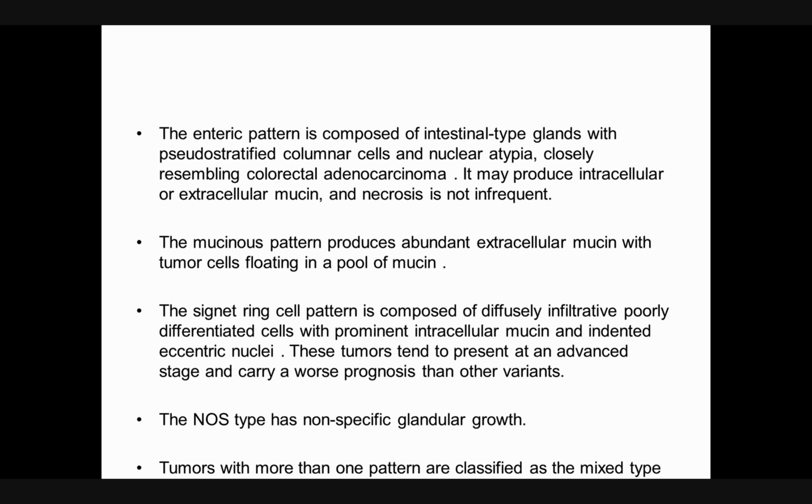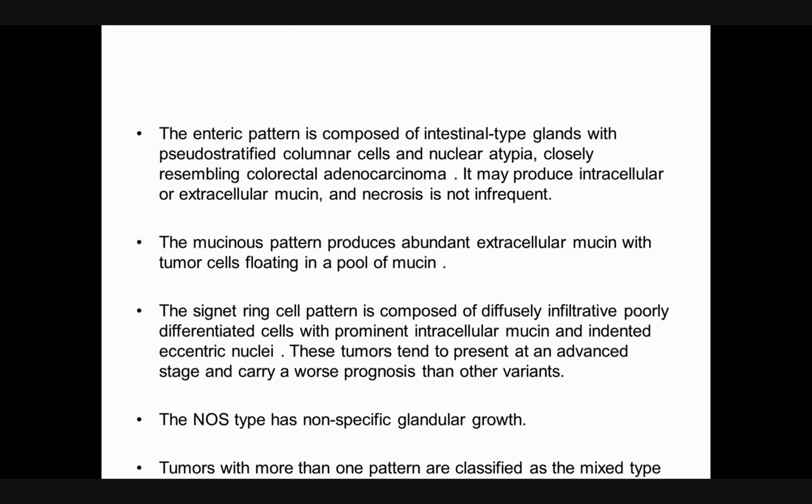Enteric pattern is composed of intestinal type of glands with pseudostratified columnar cells and nuclear atypia closely resembling the colorectal adenocarcinoma. It may produce intracellular or extracellular mucin, and necrosis is not infrequent. Mucinous pattern will produce abundant extracellular mucin with the tumor cells floating in a pool of mucin. Signet ring cell pattern is composed of diffusely infiltrative, poorly differentiated cells with prominent intracellular mucin and indented eccentric nuclei.